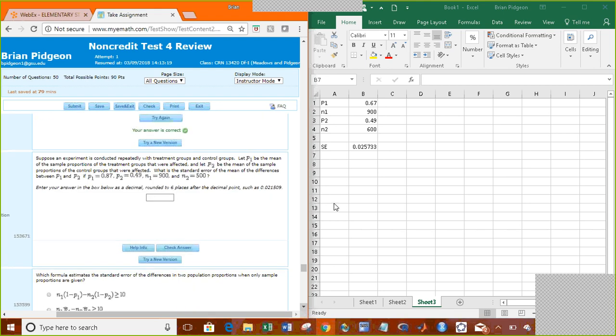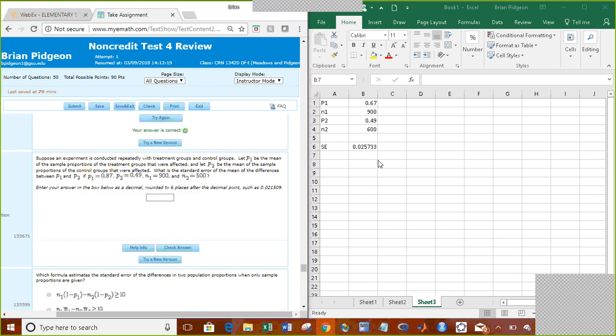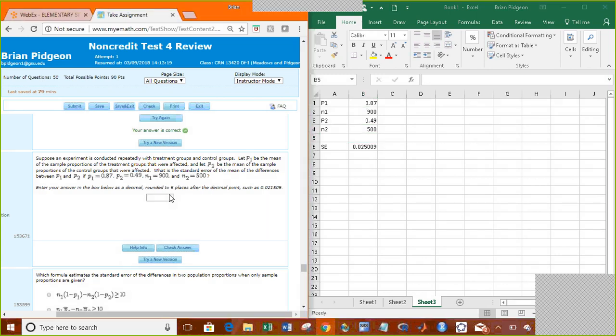And now what's nice though is because you're clicking on this, when you take your test, click it like this once, or input it, because if there's a question that's basically similar, just type your numbers in. So in this case, read the whole question, 0.87, 900, 0.49, 500. Well, there's your new standard error, 0.025009.